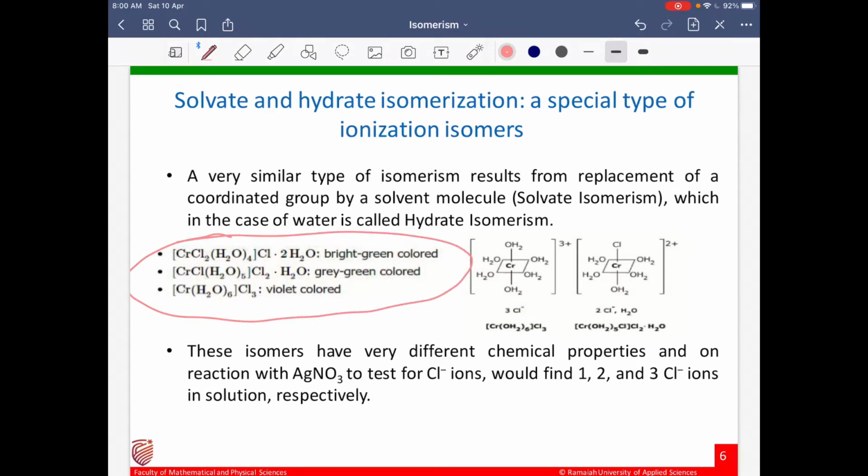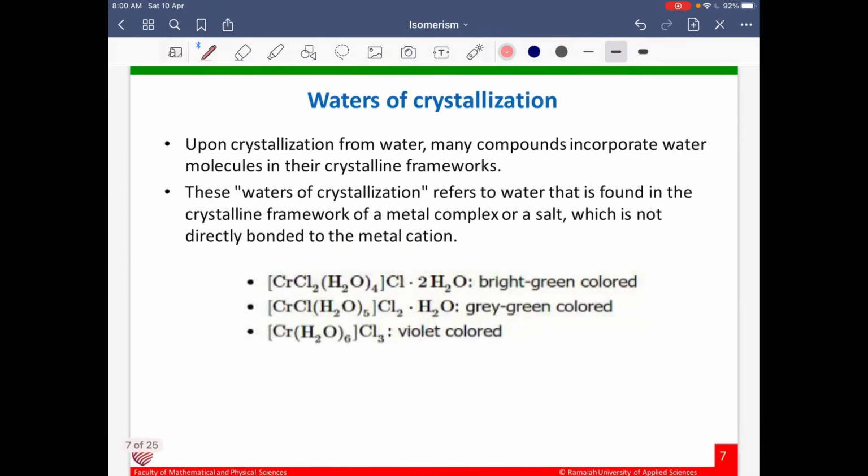We can see that all these compounds show different colors and they are different compounds. These isomers have very different chemical properties, and on reaction with silver nitrate to test for chloride ions, one would find 1, 2 and 3 chloride ions in solution respectively. We can see the number of chlorine atoms outside the coordination sphere, which would give 1, 2, 3 chloride ions in solution.